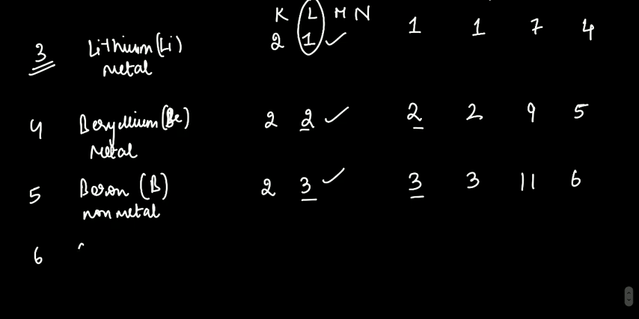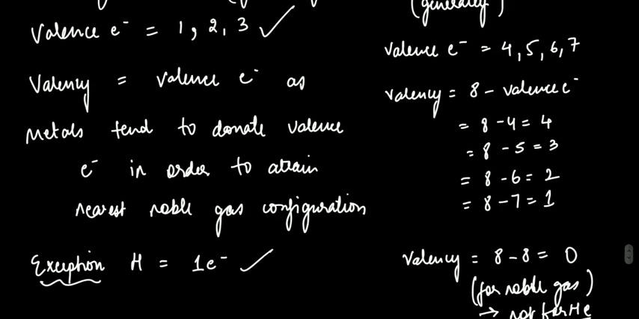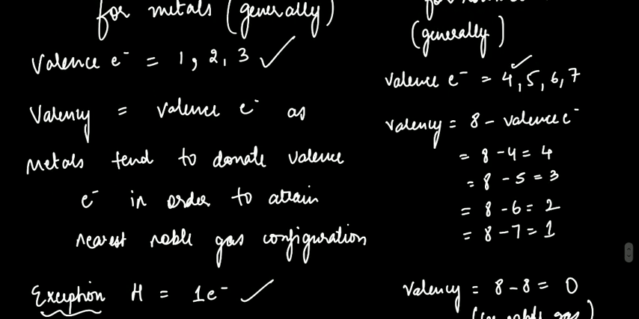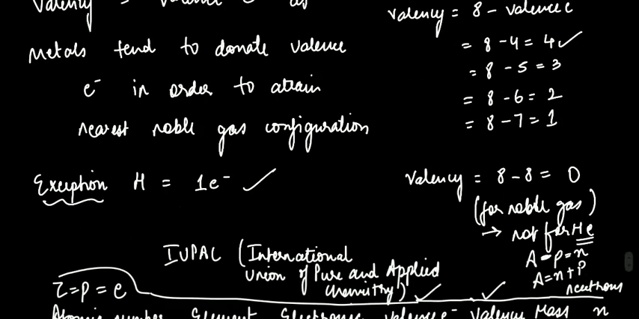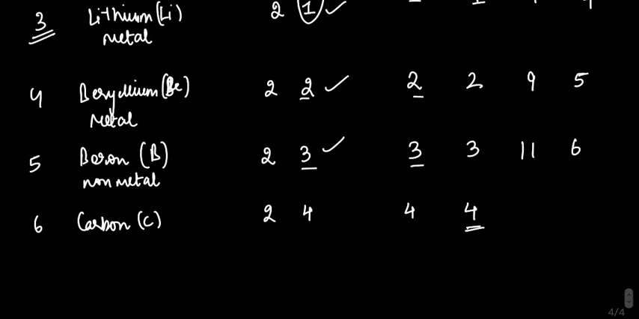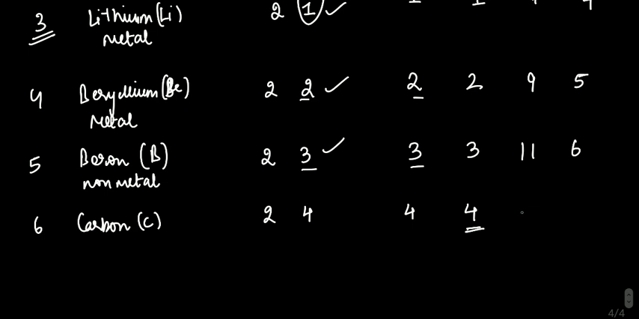Then we go to 6, which is carbon, C, 2 and 4 configuration, 4 valence electrons. Valency is 4. How do we calculate that? That is 8 minus 4. If we go back to this part, for valence electrons 4, 5, 6 and 7, we subtract it from 8 and we get our valency, 4, like this. So 4 valence electrons, valency is 4, carbon has a mass number of double the atomic number, that is 12. 12 minus 6 is 6 neutrons.